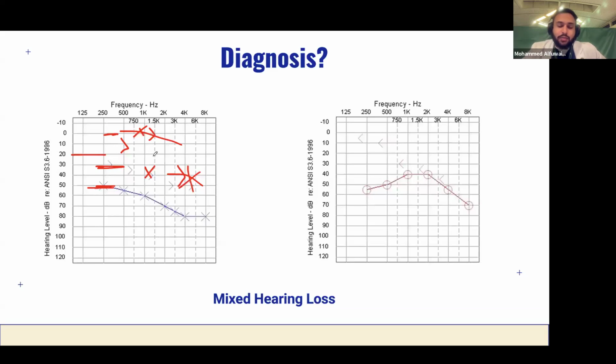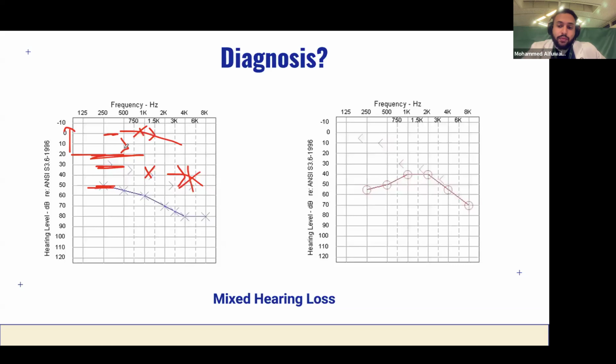Okay, I'll mention it again. Then if you have bone more than air, but both below 20, which is normal decibels, it's mixed. Again, this is air, this is bone. Both of them are above 20. There's no space between them. This is normal. Bone is above 20, above this line. Good.